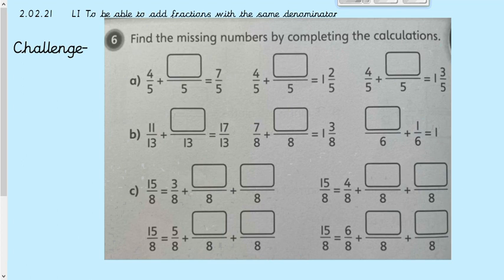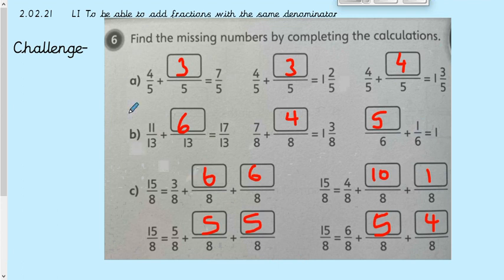And then finally, the challenge. This is where you had to use your problem solving skills to work out. I'll pause the video, I'll write the answers down, and then you can check whether you got them correct. Okay, so I've written all the answers down for you. We'll go through A and B first. So A, you should have had 4/5 add 3/5. The second part, 4/5 add 3/5 again, because 7/5 is actually equivalent to 1 and 2/5, so it would have been the same. And then the last one would have been 4/5 add 4/5. Part B, 11/13 add 6/13, and then 7/8 add 4/8, and 5/6 add 1/6 equals 1 whole.